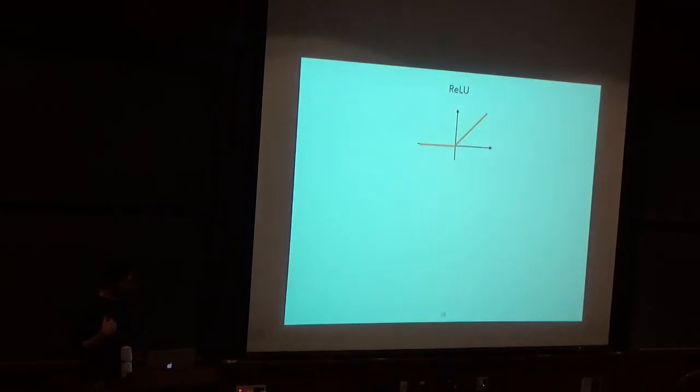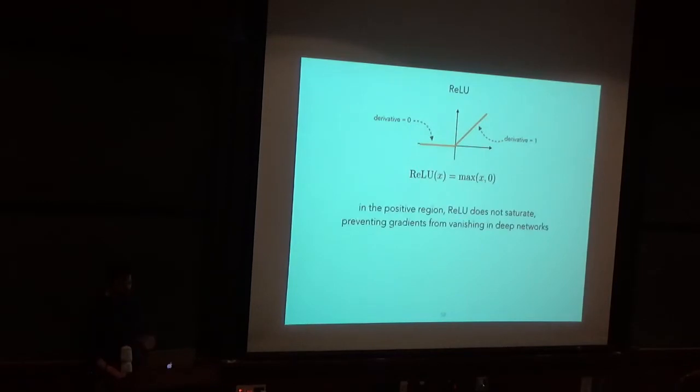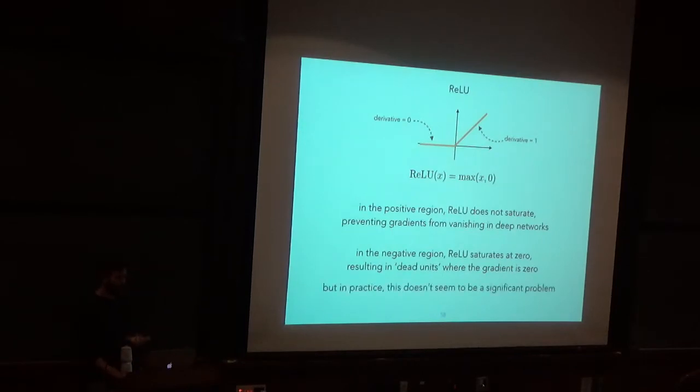So the first nonlinearity that people started experimenting with to try to get around this was the rectified linear unit, or ReLU again. This is just the max of your input and 0. So above 0, you have a derivative of 1. Below 0, a derivative of 0. And so now we don't have vanishing gradients in this positive region. But in the negative region, we have a derivative that's exactly equal to 0, which you might think is going to cause a lot of problems. It can, but in practice, it doesn't seem to be a very significant problem, and you can train fairly deep networks with rectified linear units.